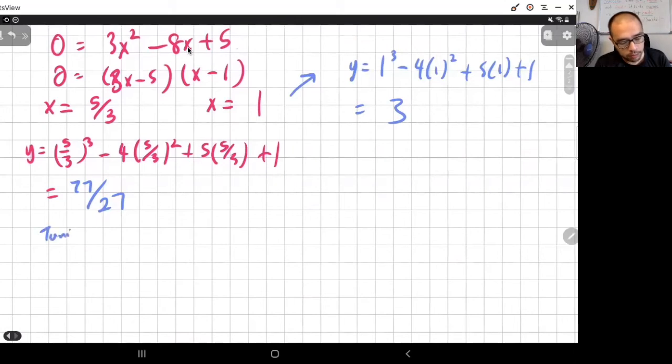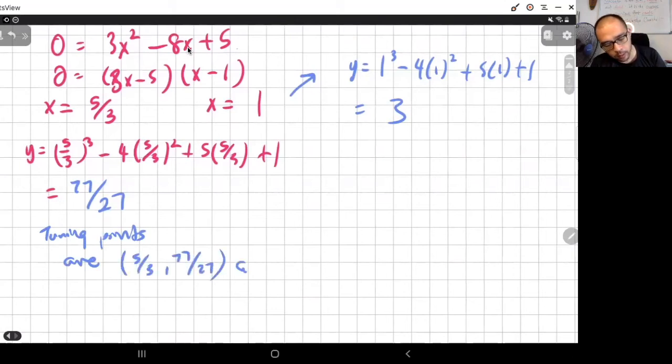Okay, so turning points are 5 over 3 and 77 over 27, and 1 and 3. Okay, so turning points need to be coordinates. The question doesn't say coordinates, but you still need to give the answer in coordinates.